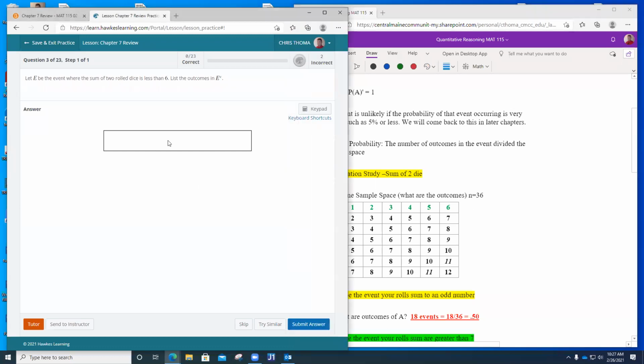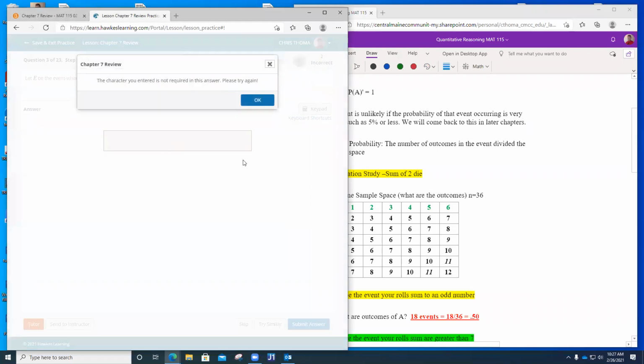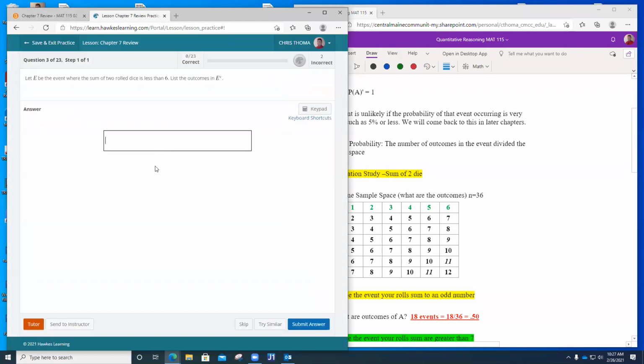So let's see, they want curly brackets. Nope. Maybe they just want the numbers. So 7. No, less than 6. So the complement would be 6 or more: 6, 7, 8, 9, 10, 11, and 12. And again, I'm pulling these numbers from our in class work. If you want more information on how we got these numbers, then go back and watch the Zoom lecture from class.